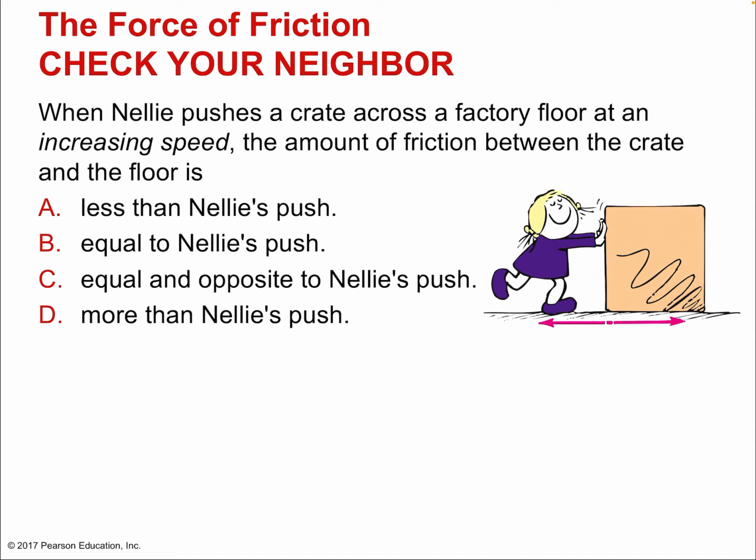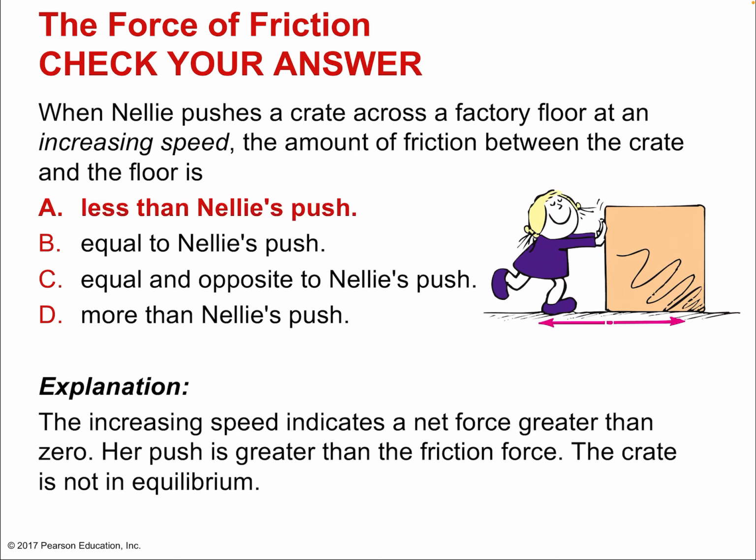So when Nellie pushes a crate across a factory floor at an increasing speed, the amount of friction between the crate and the floor is what? What must it be? That's what I was talking about. Because increasing speed is the same as saying acceleration that is greater than 0. Positive acceleration, again assuming that the positive direction is to the right. But isn't that how you read a number line? Isn't that a normal assumption? Well, hopefully, we can all be on the same page about that.